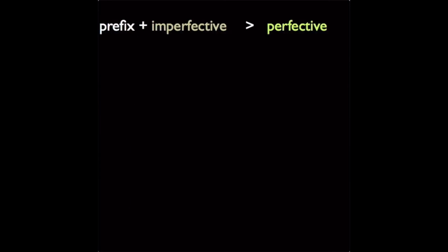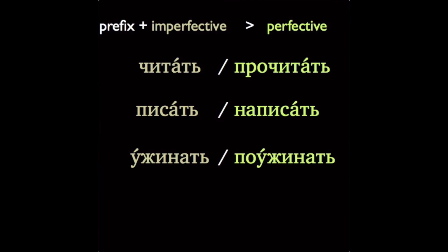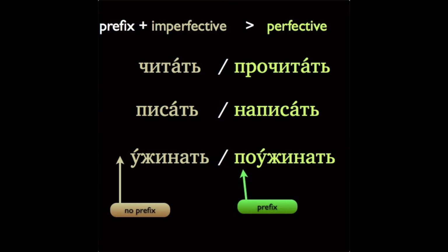One really common pattern is when you add a prefix to the imperfective to get a perfective. For example, imperfective читать corresponds to the perfective прочитать. Imperfective писать corresponds to the perfective написать. Imperfective ужинать has the perfective поужинать. So for all of these, the perfective has the prefix, while the imperfective does not.